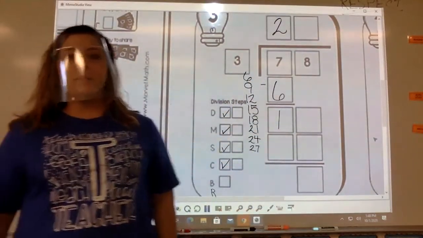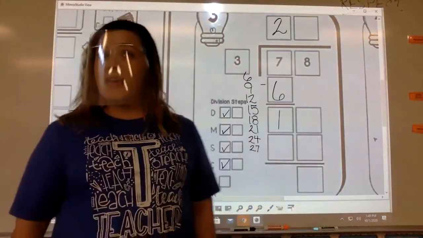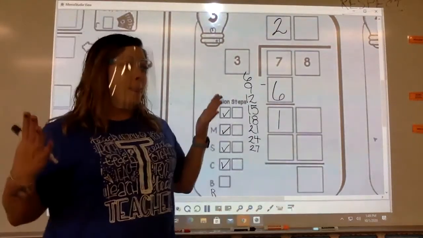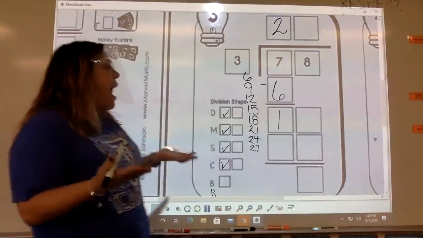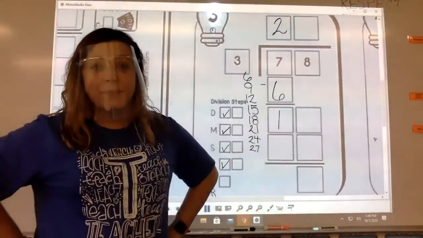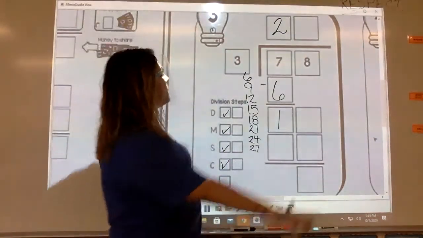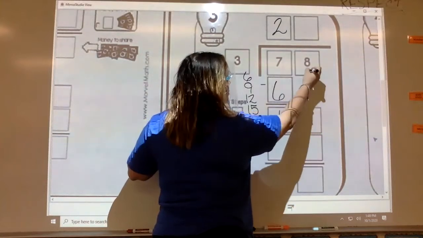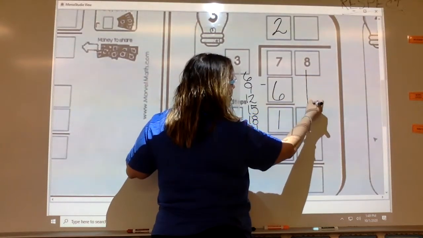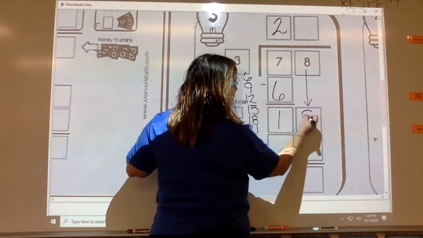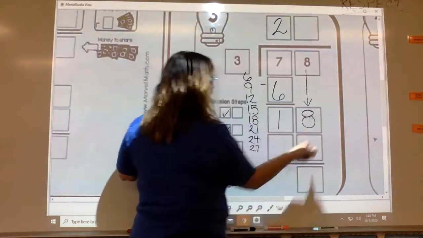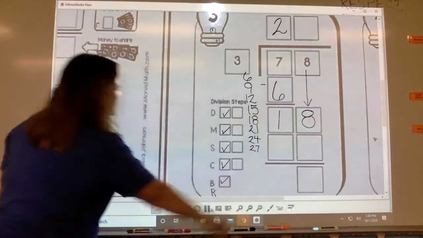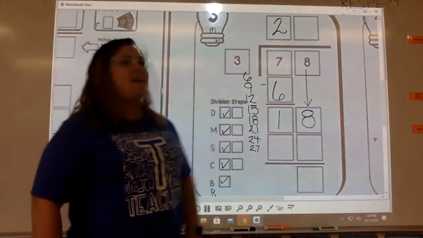What's next? B, burgers means bring down. Do I have anything to bring down? Yes, I do. I still have this 8 in my dividend that I have not used, so I'm going to bring it on down next to my difference. I'm going to write it there. I have brought down, so it gets a check.